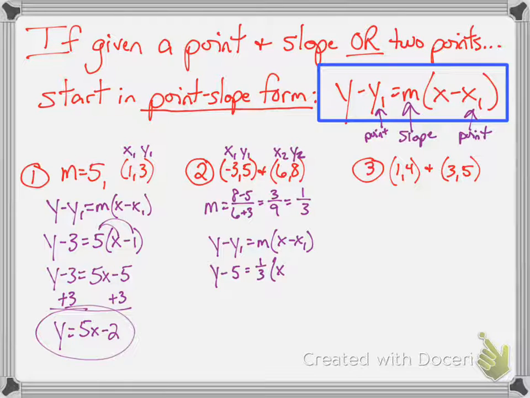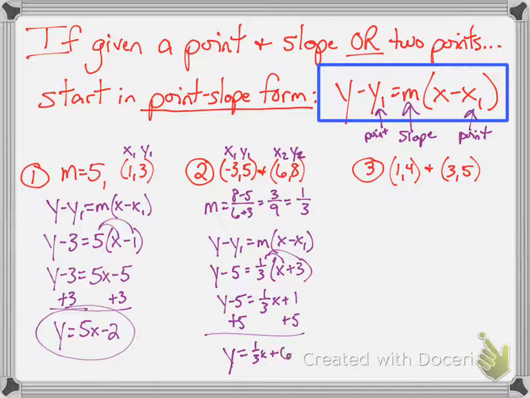You could technically write this as x minus negative 3, but you're probably going to make a mistake if you do that when you start manipulating the equation. So instead of writing x minus negative 3, I'm going to go ahead and write it as x plus 3. So now I'm going to go ahead and distribute. So I'll get y minus 5 equals 1/3 x plus 1/3 times 3 is 1. And then add 5 to each side. Get y equals 1/3 x plus 6. And there's my equation.